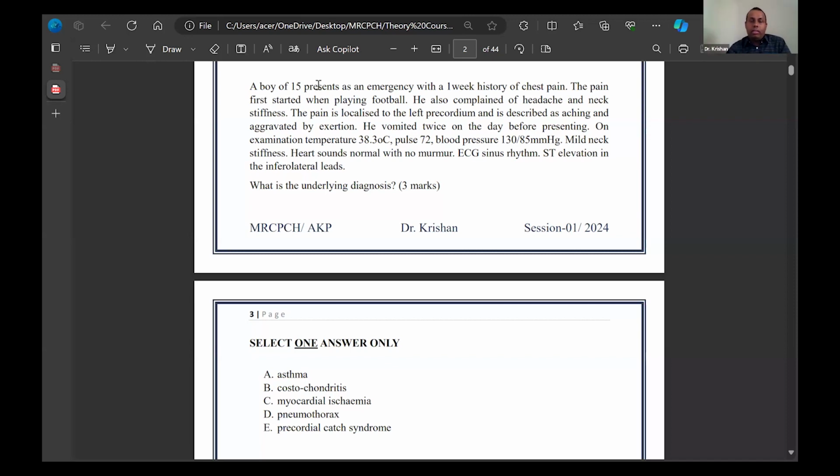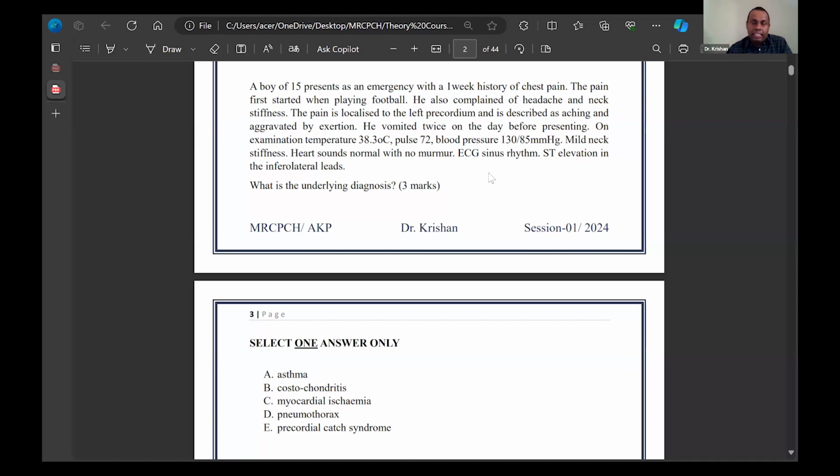Okay. A boy of 15 years presented as an emergency with a 1 week history of chest pain. The pain first started when playing football. He also complained of headache and neck stiffness. The pain is localized to left precordium and described as aching pain aggravated by exercise. He vomited twice on the day before presentation.